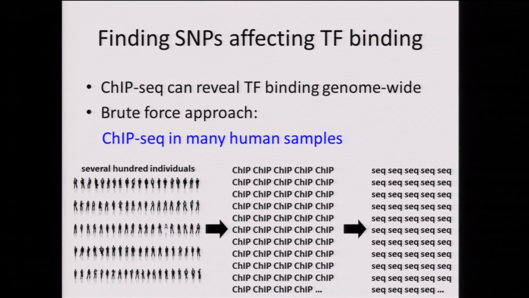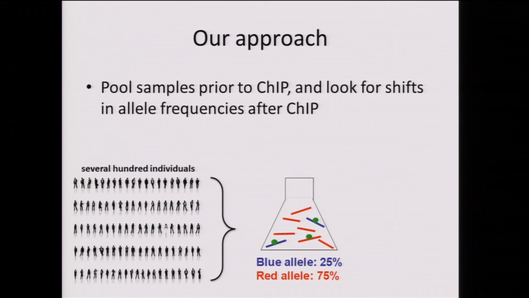Now, this has been carried out only on a rather small scale with these individual samples because this is really quite a daunting experiment, both in terms of time and money to carry out. So what we've done in our lab is to come up with a more streamlined version that lets us get at the same question of genetic variants affecting TF binding, but in a much more efficient way. And so the way that we do this is very simple.